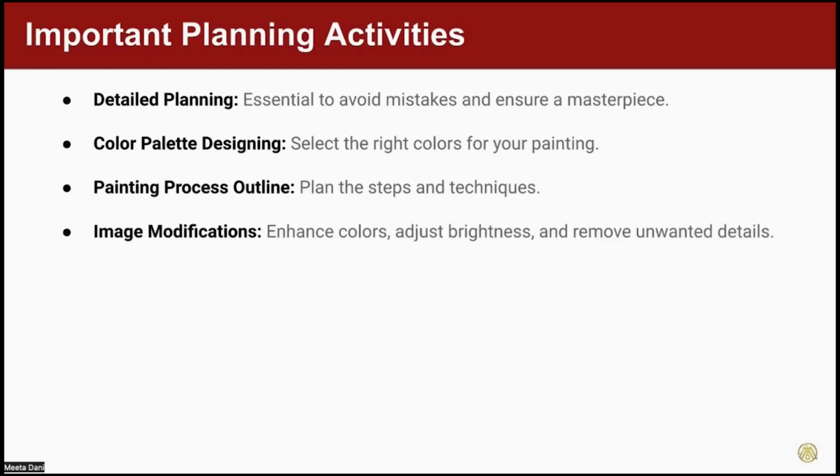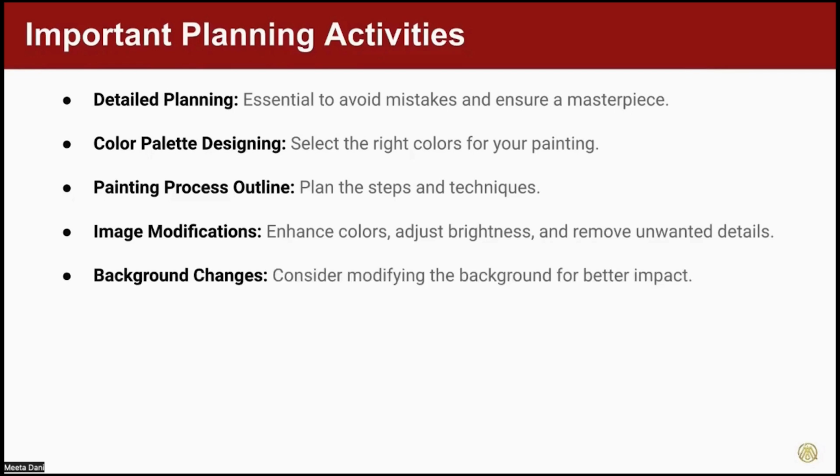The next important planning activity is image modifications. If you want to enhance the colors, brightness, saturation, if you want to add some elements or remove some elements from your reference photograph, in that case, you can do all of that in the planning section, okay? Before you start working on your painting, during the planning section, you have to do this image modifications, okay? Another activity is background changes. Let's say you are creating a floral subject or a landscape subject and you have a reference photograph, but you're not liking the background, or you want to change the sky color. All those things you can do it during the planning stage, right?